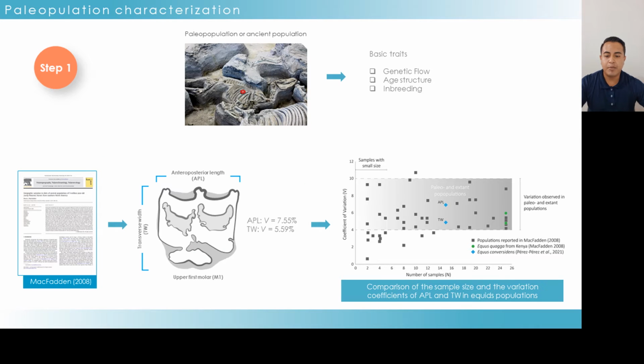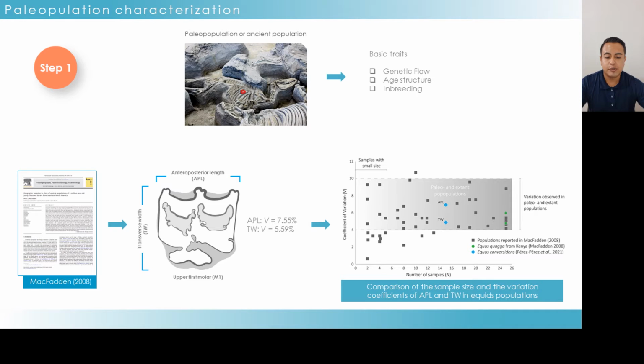A paleopopulation consists of different cohorts through time and retains the essential traits of an extant population. For example, gene flow, age structure, inbreeding, and morphometric traits without significant variation. We follow the method of McFadden 2008 to characterize the paleopopulation of Equus conversidens from Hidalgo.